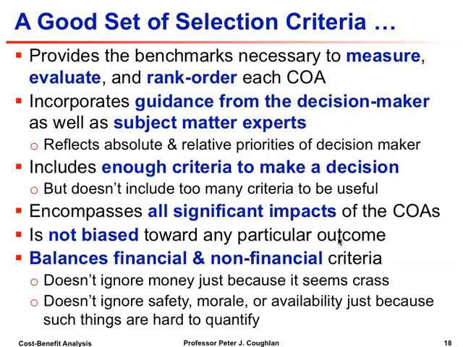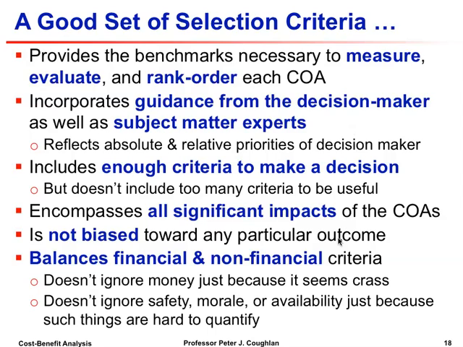Now, what makes for a good set of selection criteria? Well, a number of things. First of all, it's obviously got to provide the benchmarks necessary to measure, evaluate, and rank order each course of action. We want to make a decision in the end, so we want to be able to measure and evaluate them, but we also want a measure that allows us to say that A is better than B and B is better than C, etc. So we want to be able to rank order each course of action.